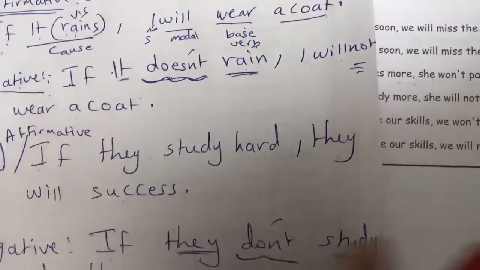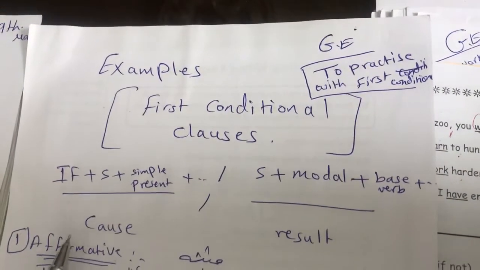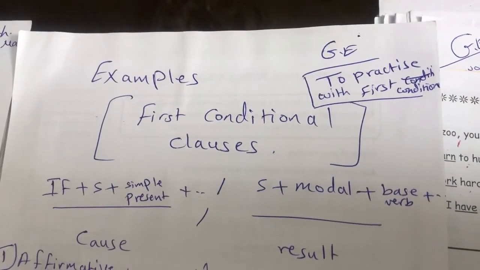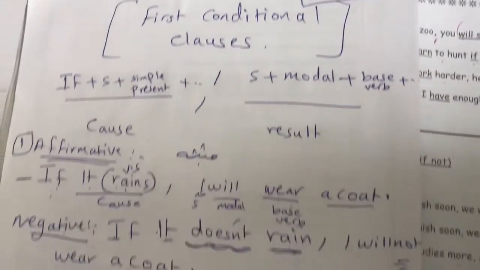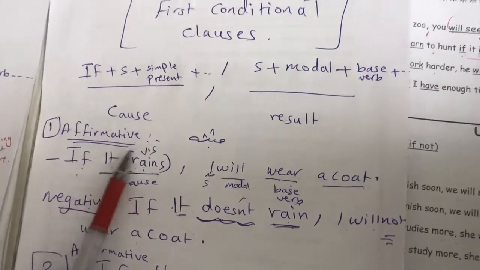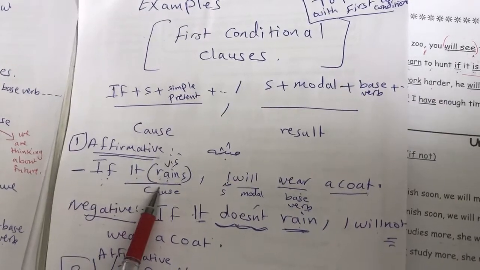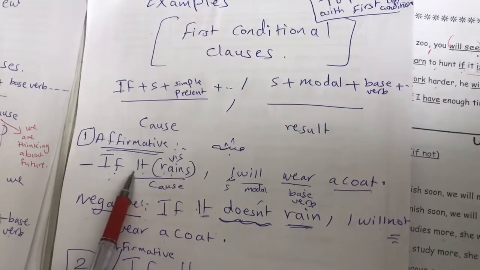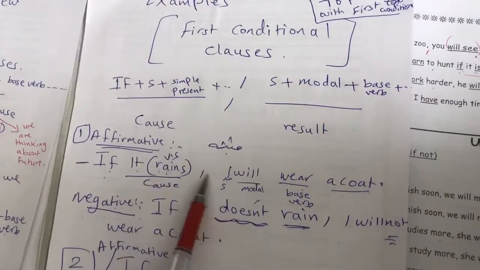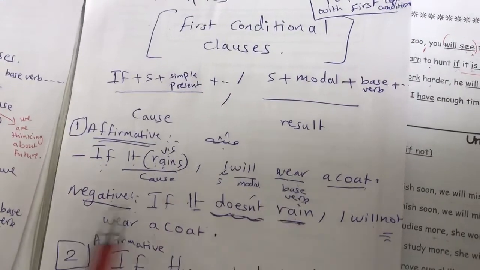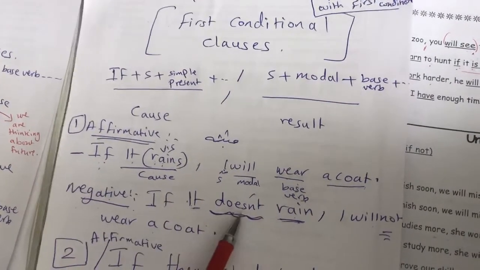Okay. Now, with me please, again, more examples with conditional clauses, affirmative and negative. Look how I can put the sentence in affirmative again. If it rains, look here, the subject is singular, so I put the verb with s, comma, I will wear a coat. Negative, if it doesn't. Why did I put doesn't?